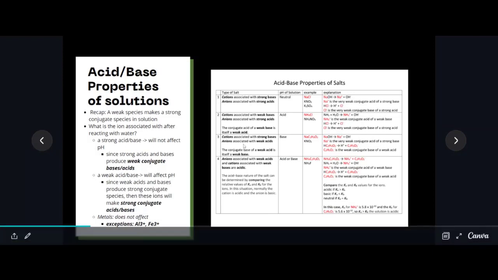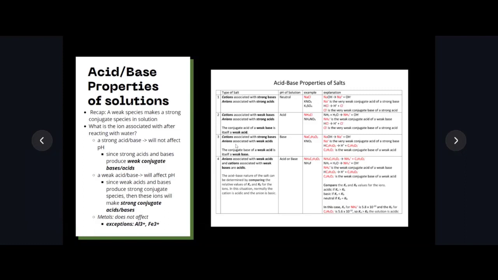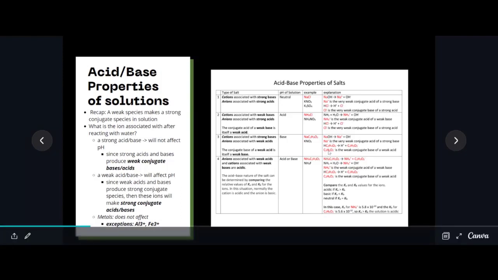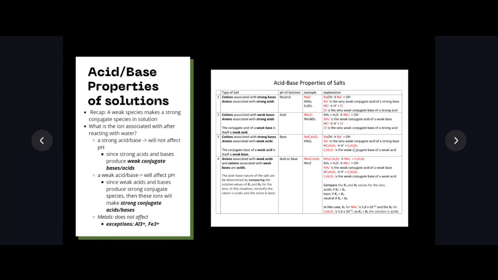So the same thing with the anions associated with the weak acid. Notice how for this molecule, NaC2H3O2, it's going to be split into two parts. It's first going to be split up: Na, which we know doesn't affect pH because it's a light metal, and C2H3O2. So how do we get C2H3O2?